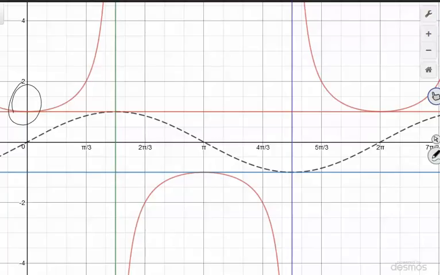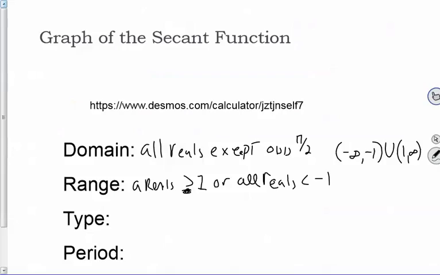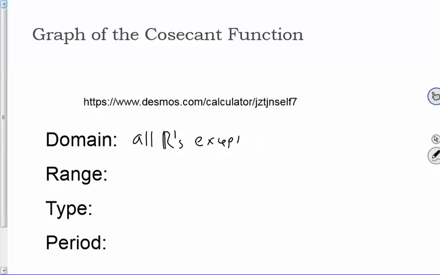So let's type that up. The type of function: it's an even function. And its period is going to be 2 pi because it is the reciprocal of the sine, right? Correction. The secant is the reciprocal of the cosine. Now we're going to look at the cosecant.